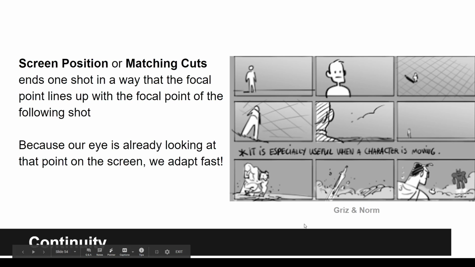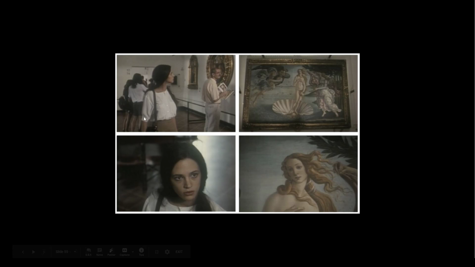Screen position, or matching cuts, ends one shot in a way that the focal point lines up with the focal point of the following shot. Because we're already looking at that spot on the screen, we adapt fast. In this case, the focal point of these shots is almost always on the left. So when we jump to the next shot, this character is on the left, and then we jump to a new shot, he's still on the left, and we're already looking there. Obviously, just like screen direction, it's not something that we do all the time, because it's not always helpful. But when we can do it, it helps maintain continuity and makes it easy for us to follow. In this case, this character is more or less always on the left, and this character is on the right in the middle, and they also start to line up with each other. So the focal point of where you're supposed to be looking isn't changing that much between these shots.